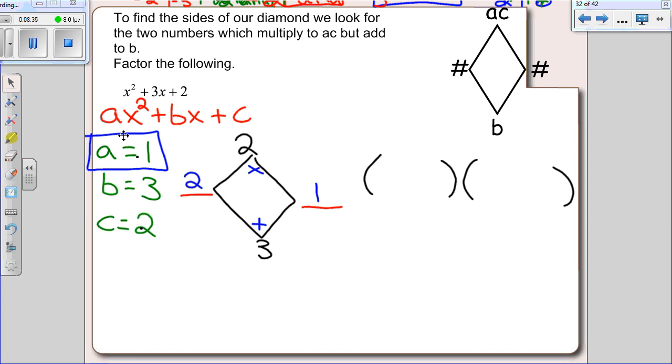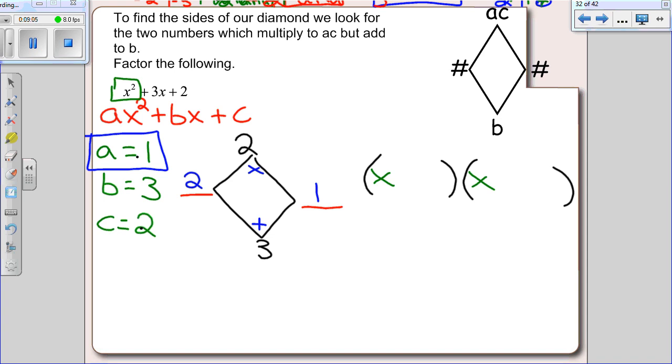I also know, because I'm pretty good at multiplying, that the first term in my trinomial comes from multiplying the first terms of 2 binomials. So how could I ever multiply to become x squared? What would 2 things multiply to be x squared? It'd be x and x, exactly. So I know that my first terms in each binomial are always going to be x and x, because that's how I create x squared.